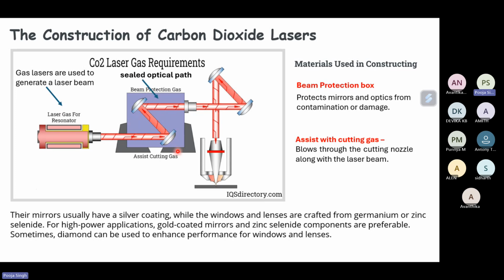So it is a sealed optical path and you will have the reflecting mirror. Okay. You have a reflecting mirror, beam protection box, assist with the cutting gas. So these rays pass through this, then reflect to this side, then come out from the beam protection box, then undergo the collimation and the focal length is produced. Okay, so all these mirrors consist of silver coating so that they are more reflecting, and a zinc selenide component or gold coated mirror we can basically use.